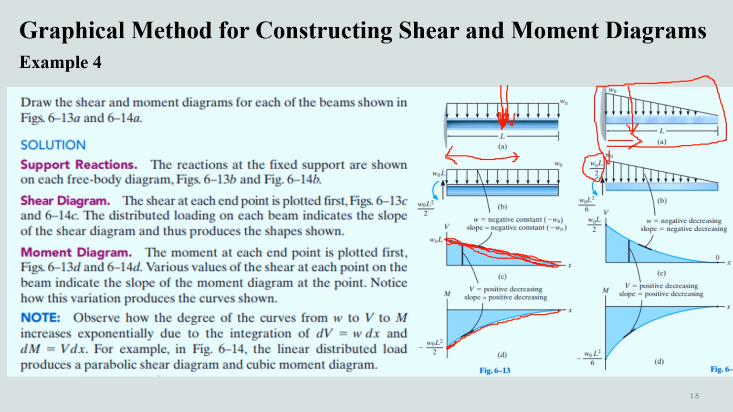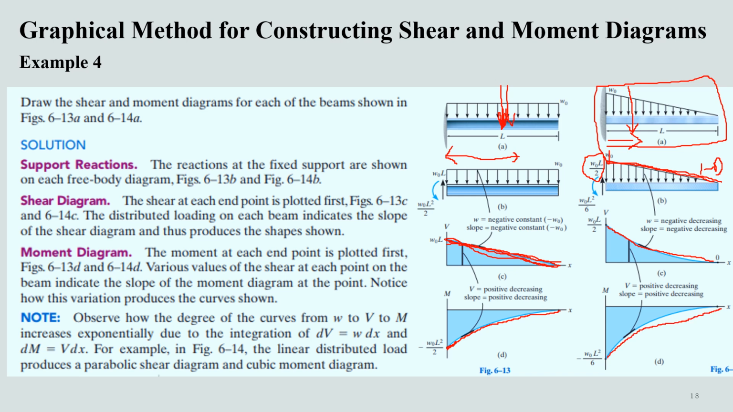Now we have to move towards the shear diagram, and since this loading is a 1 degree diagram, it is actually having a constant slope, we'll have a 2 degree shear diagram and a 3 degree moment diagram.